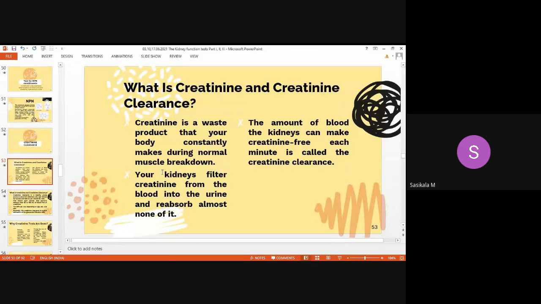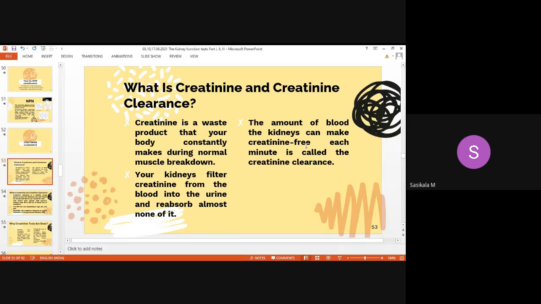Blood creatinine we have already discussed in the practicals. Jaffe's method is used to determine the blood creatinine level, and it should be low since it is excreted in the urine by means of filtering through the glomerulus. Okay. So the amount of blood the kidneys can make creatinine free each minute is called the creatinine clearance.